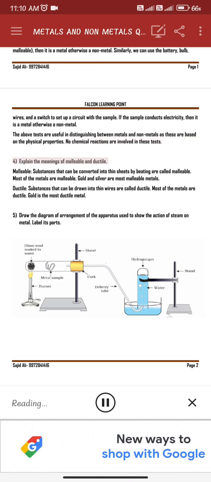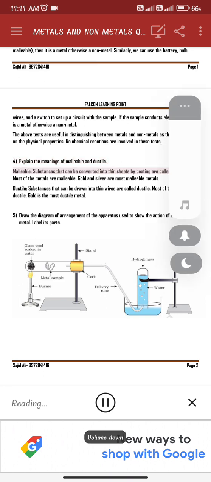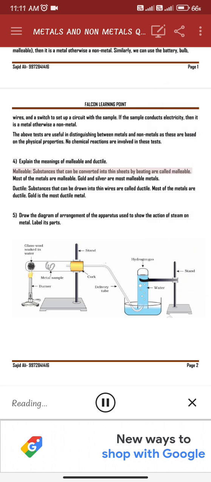4. Explain the meanings of malleable and ductile. Malleable: substances that can be converted into thin sheets by beating are called malleable. Most of the metals are malleable. Gold and silver are the most malleable metals. Ductile: substances that can be drawn into thin wires are called ductile. Most of the metals are ductile. Gold is the most ductile metal.